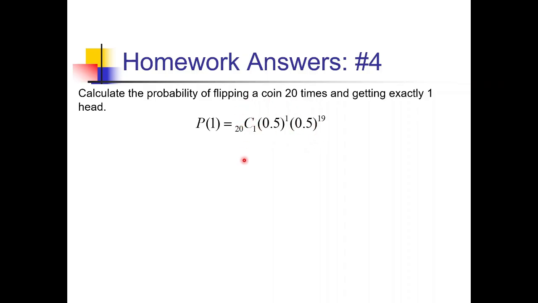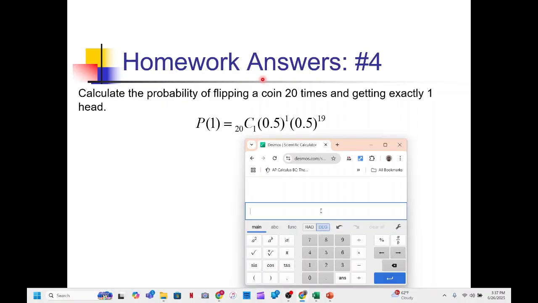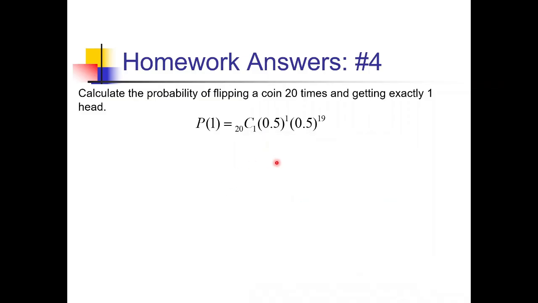And then we just plug this into the calculator. So plugging this in, let me do my 20 choose 1 first. That's nCr, parentheses 20 comma 1, times 0.5, and you can raise it to the first or not, doesn't really matter. And then 0.5 raised to the 19th, that matters. And it comes out to this crazy number here. So we will round this off to 1.907 times 10 to the negative 5. That is our probability, a very low probability of getting exactly one head.